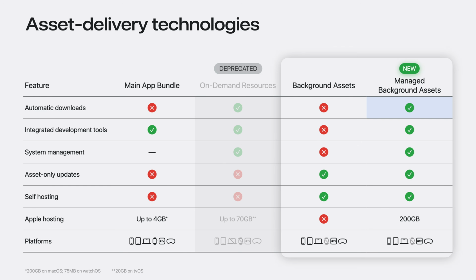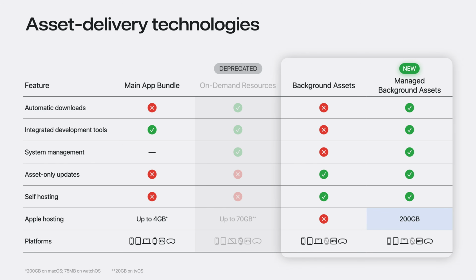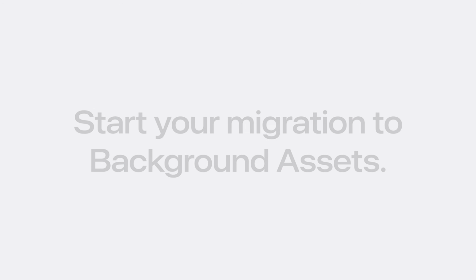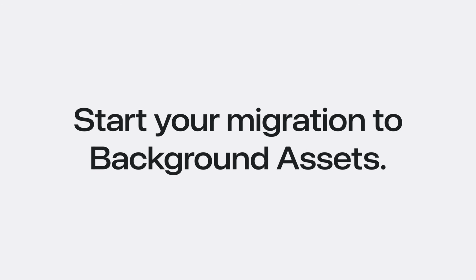With the new Manage Background Assets features, the system automatically manages downloads, updates, compression, and more for your asset packs. In fact, we've written a system-provided downloader extension that you can drop into your app with no custom code needed. Plus, with the new Apple-hosted background assets service for apps on TestFlight and the App Store, you no longer need to host your assets on your own server with the Apple hosting option. You get 200 GB of Apple hosting capacity included in your Apple Developer Program membership. If you're still using on-demand resources, then we suggest that you start your migration to background assets.